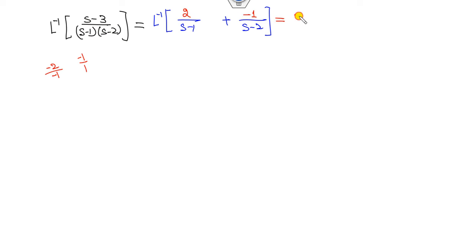So what is the Laplace inverse of this? It is 2 e raised to power t minus e raised to power 2t. That is my first component.